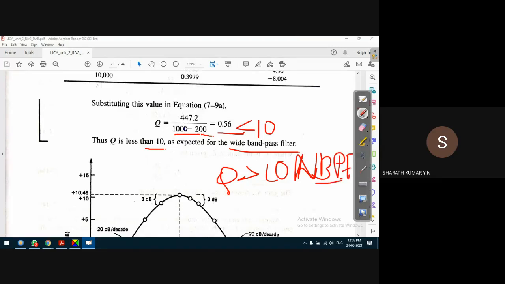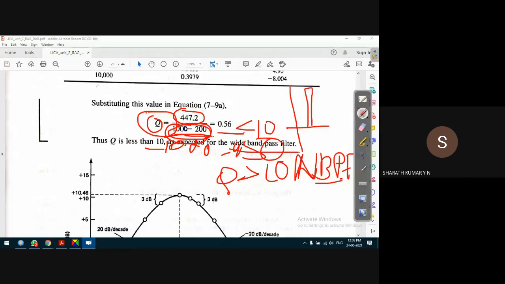So if Q is to be greater than 10, what should be very high? This FC should be very high, or else this difference should be very low. For example, 1000 minus 900 or 950. It will make this denominator very small. If this denominator is very small, Q is very, very large. That means it is a narrow band pass filter.